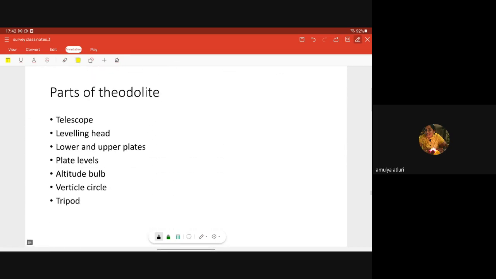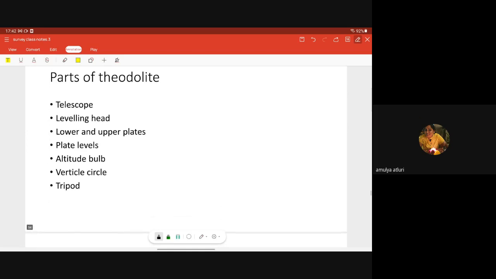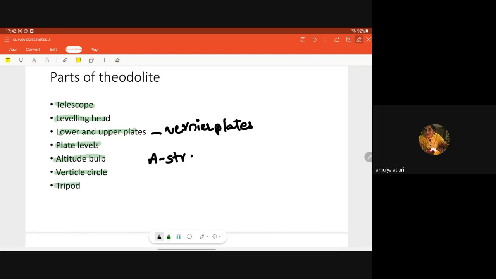Next, main parts of theodolite. What are the main parts of theodolite? Telescope, leveling head, lower and upper plates. These are also called vernier plates. Plate levels, altitude bubble, vertical circle, tripod, and A frames and T frames. These are the major parts of the theodolite.